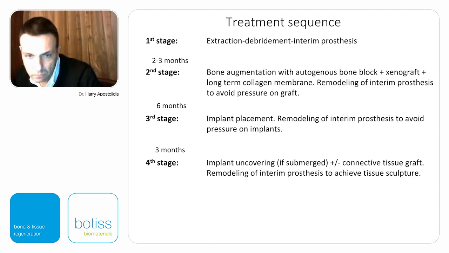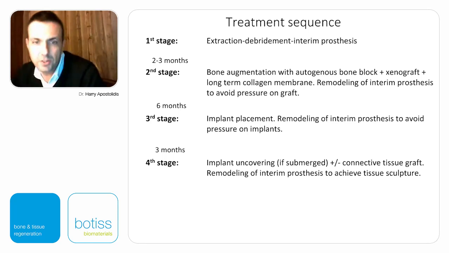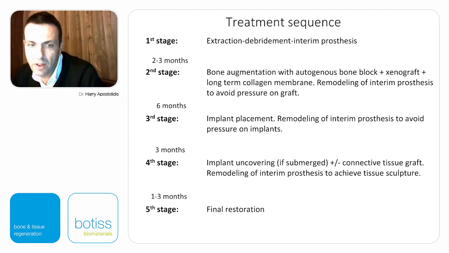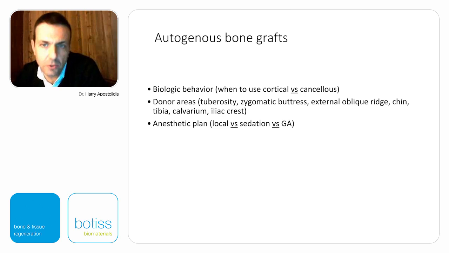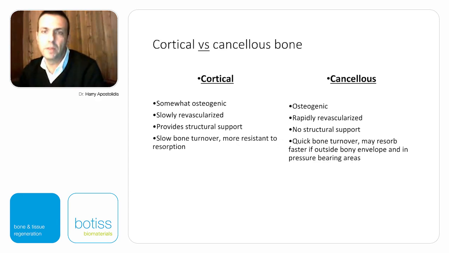And then we have the dentist. I have the dentist because I only do surgery. I have the dentist to remodel the interim prosthesis to achieve better tissue sculpture for the emergence profile. And after 1 to 3 months, we do the final restoration. So when we use autogenous bone grafts, we have to know their biologic behavior, when to use cortical and when to use cancellous. We're going to talk about that. We have to know our donor areas, and we have to come up with an anesthetic plan. Many times we have to go for sedation or even general anesthesia for these big cases.